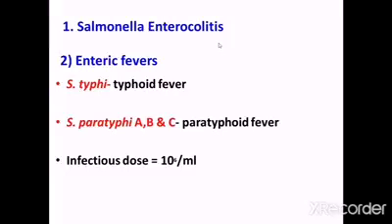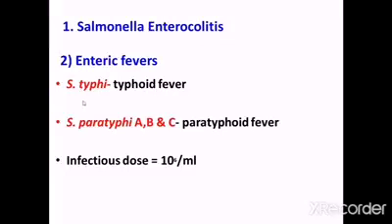The incubation period of Salmonella enterocolitis is about 6 to 48 hours after ingestion of contaminated food or water, and diarrhea is a cardinal manifestation, along with nausea, vomiting, abdominal cramps, headache, fever, and the duration of diarrhea and fever lasts for about 2 to 7 days.